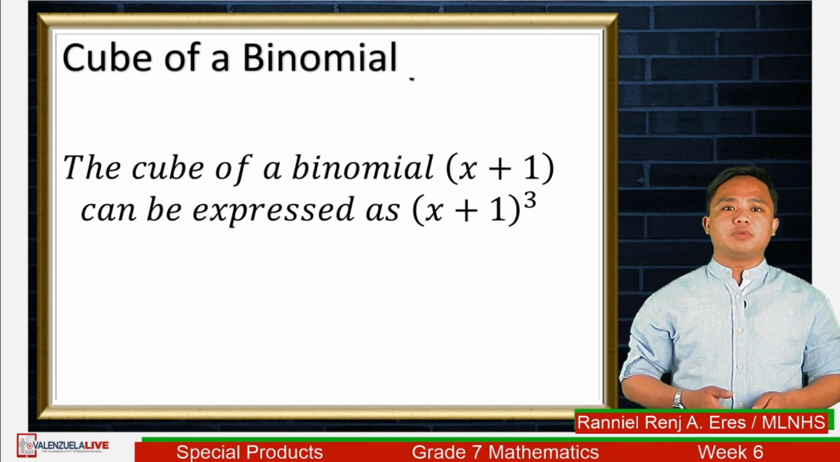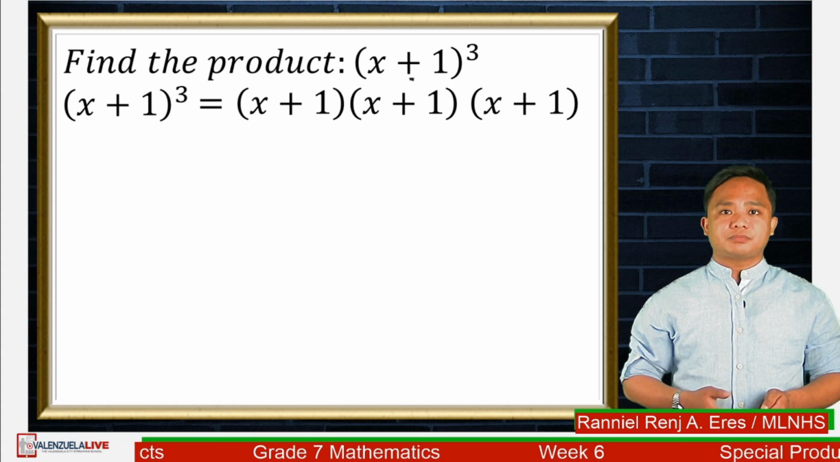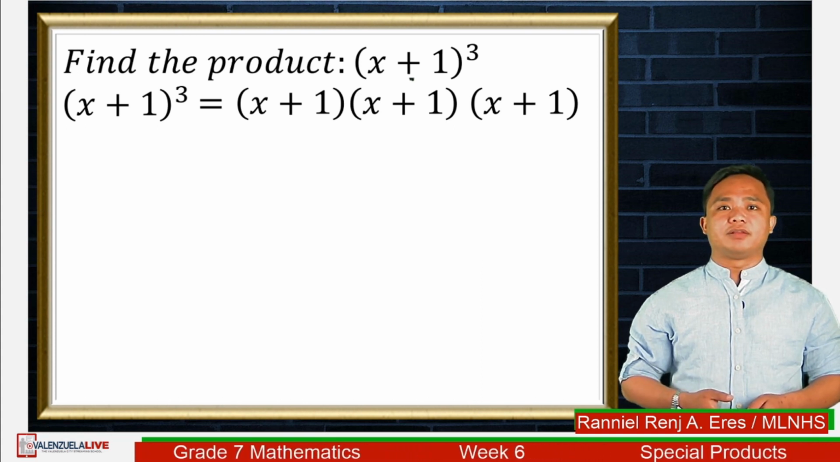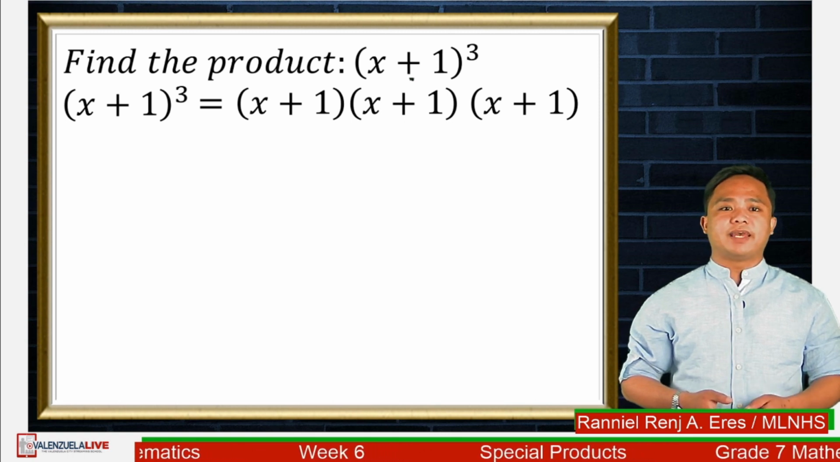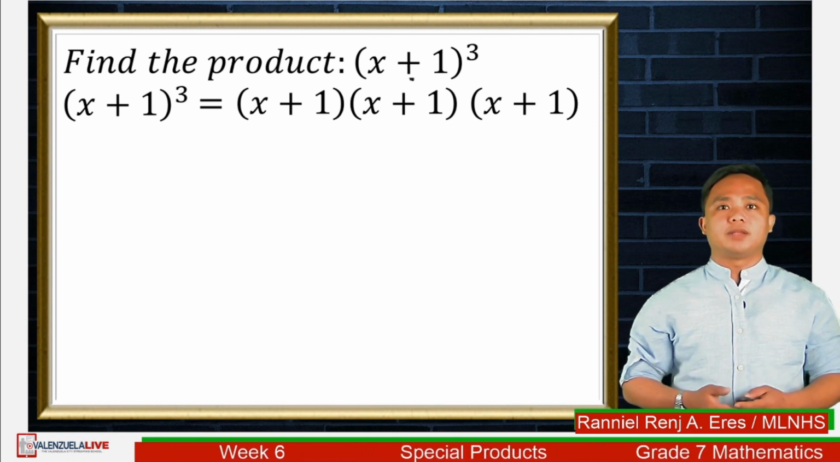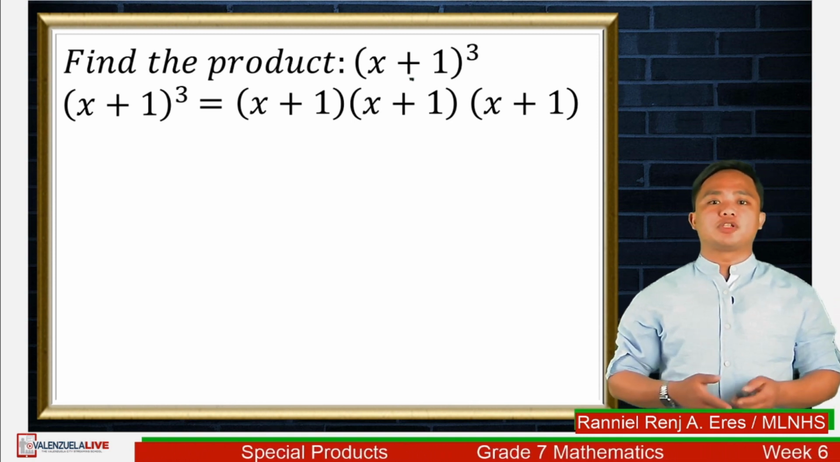So the first thing that we need to do here is to identify the first term and the last term of our given. In this example, our first term is x and our second term is 1. Okay, we are getting the cube of x plus 1.